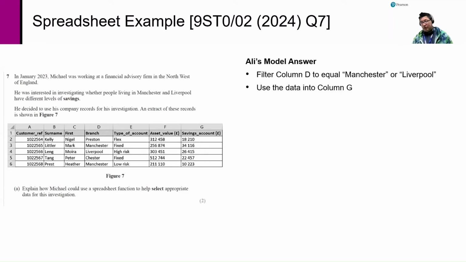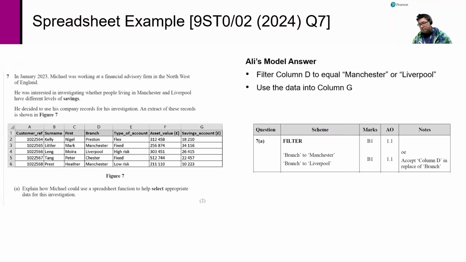And then what data would I want to use? I'm interested in what their savings account is, which is column G. I would use the data in column G. Now, if you look at the mark scheme, it looks like I actually went a little bit more complicated.